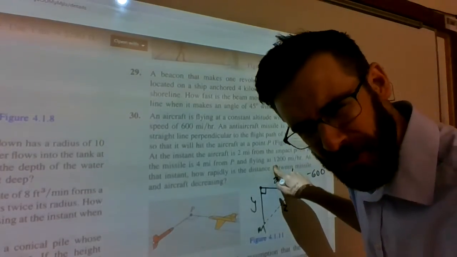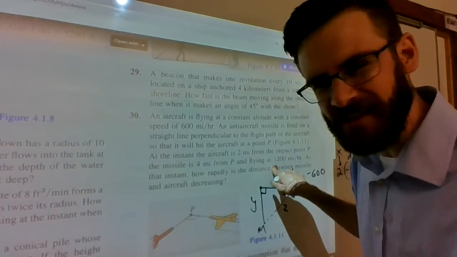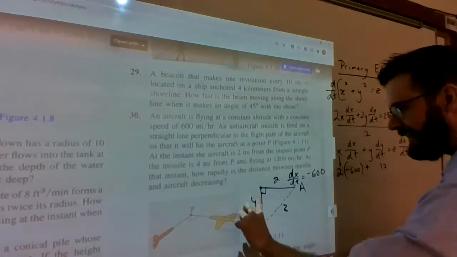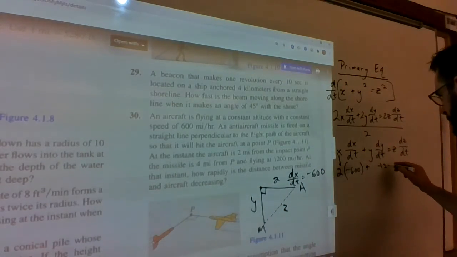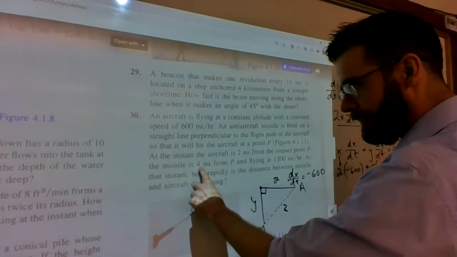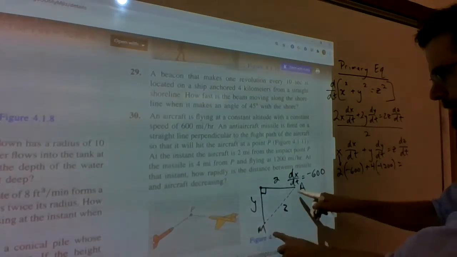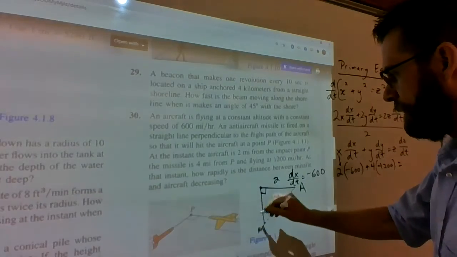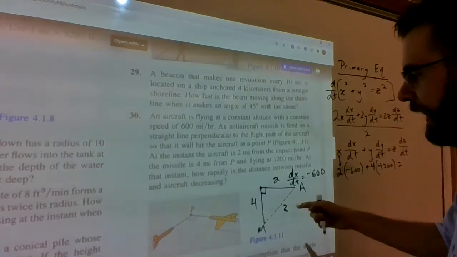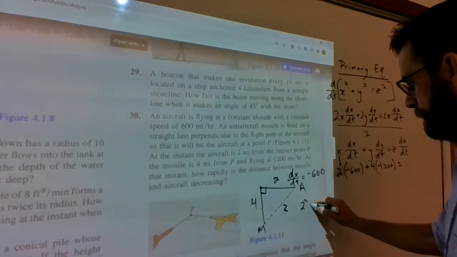How far is the airplane from the point of impact? It's 2 miles. So x now is 2. Moving on to y. The missile, sorry, do I pronounce it missile or missile? I don't know. I haven't decided yet. So the missile is going 1,200 miles per hour. And again, it's decreasing the distance y, so I'm going to make it negative 1,200. The y value is 4 miles from the point of impact, so I'm going to put 4 in for y.